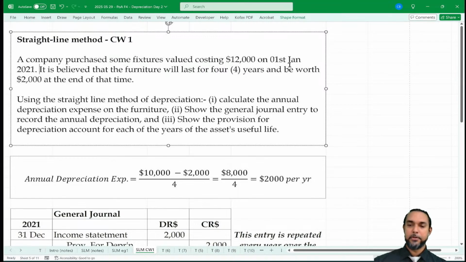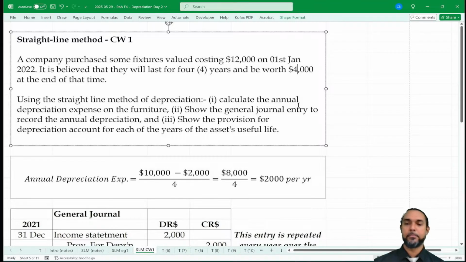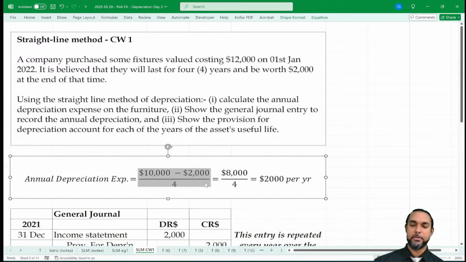On the 1st of January 2022, and it is believed that they will last for 4 years and be worth, let's say, 2,000 at the end of that time. So of course these figures down here are the figures you want to use.